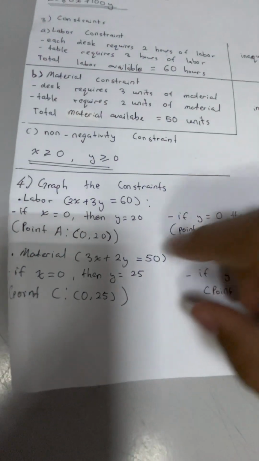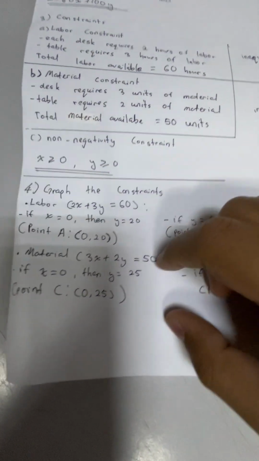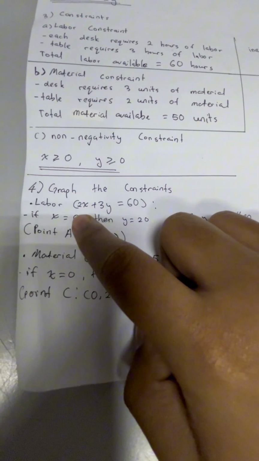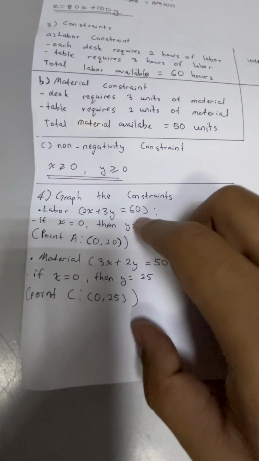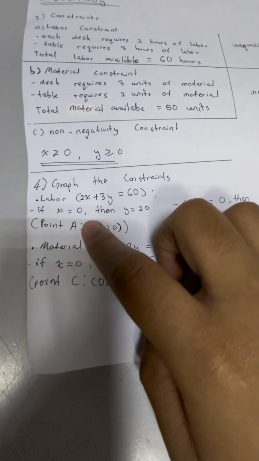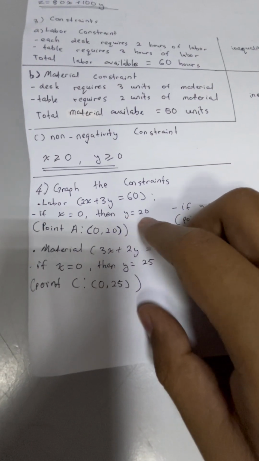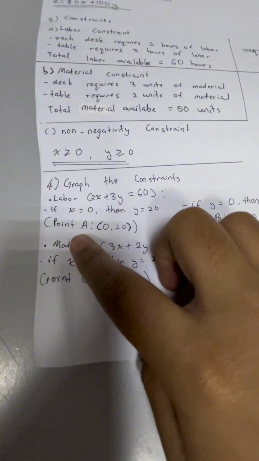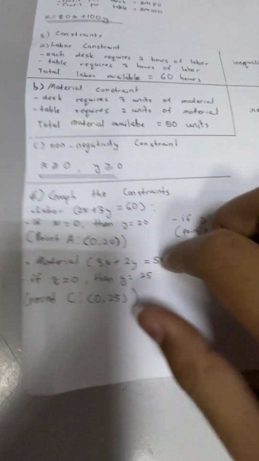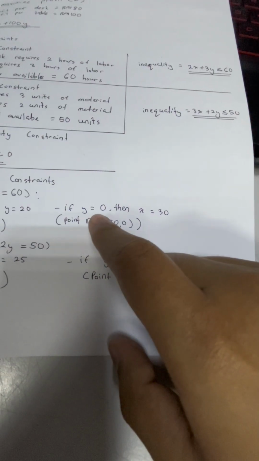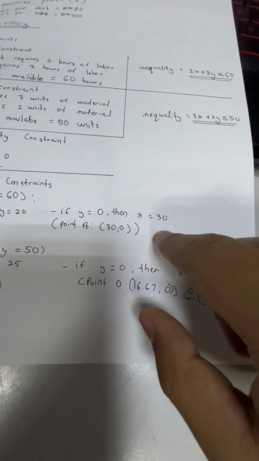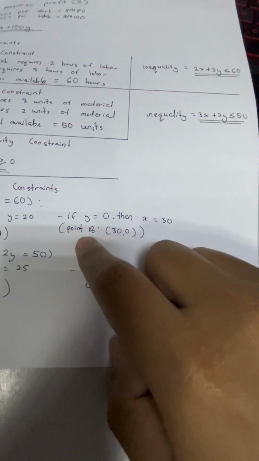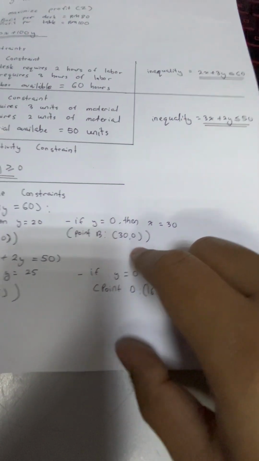The fourth step is to graph the constraints. For labor, we have 2x plus 3y equals 60. If x is 0, then y equals 20. So our first point is point A, (0, 20). If y equals 0, then x equals 30. So our second point is point B, (30, 0).